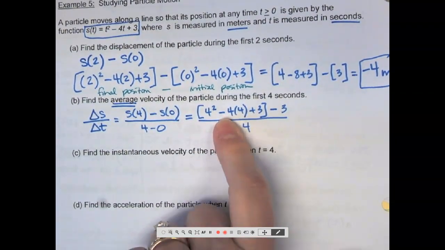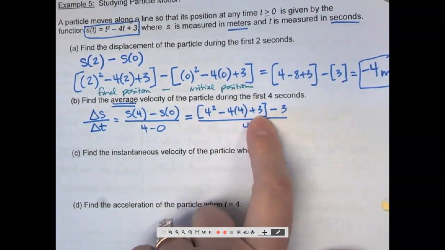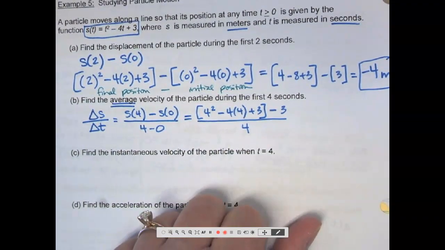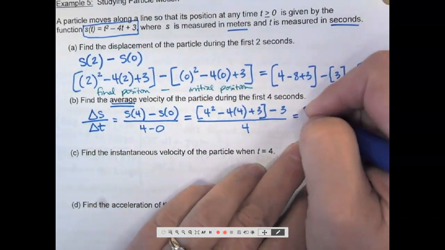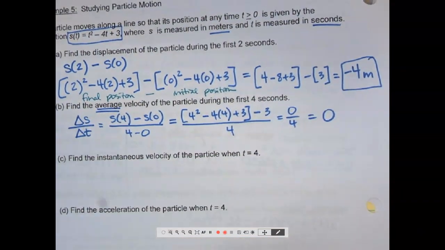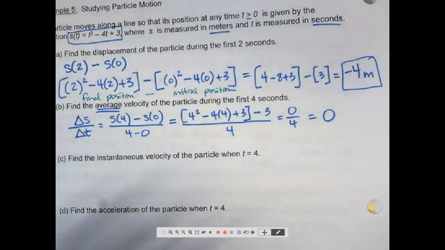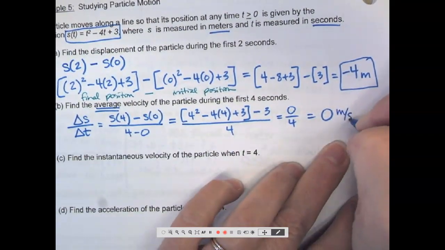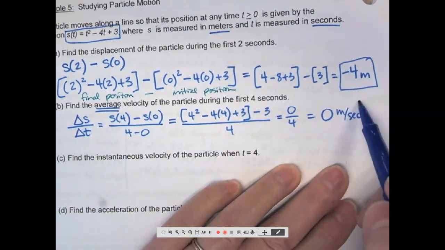16 minus 16, 0, plus 3 minus 3, 0. And what would that unit be? Velocity. So a distance per time. Meters per second. How can I have a velocity of 0?